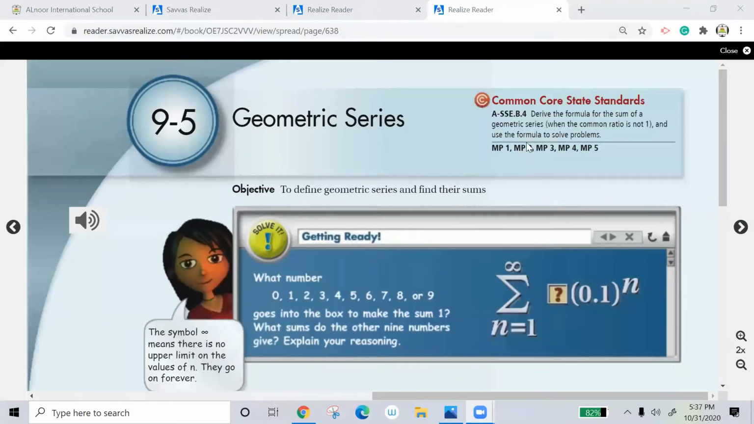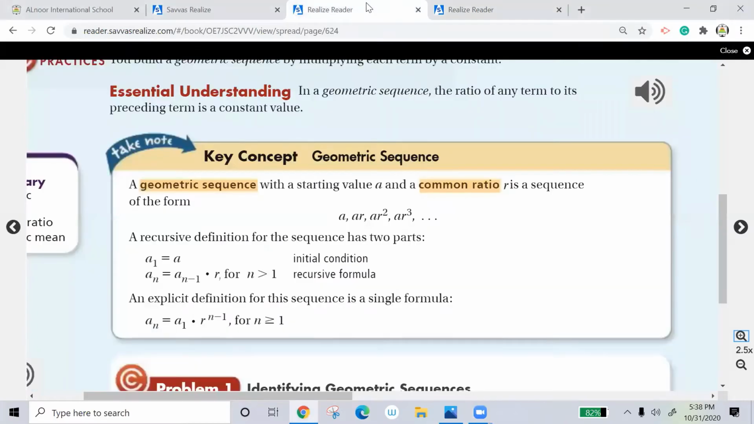Good morning, girls. This is the start of the second quarter, and we will start our lesson from 9-5 Geometric Series. Our objective for this week is to define geometric series and find their sums. Before that, we need to understand what is a geometric sequence.